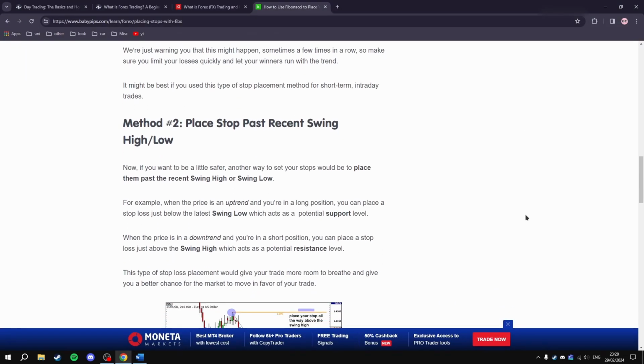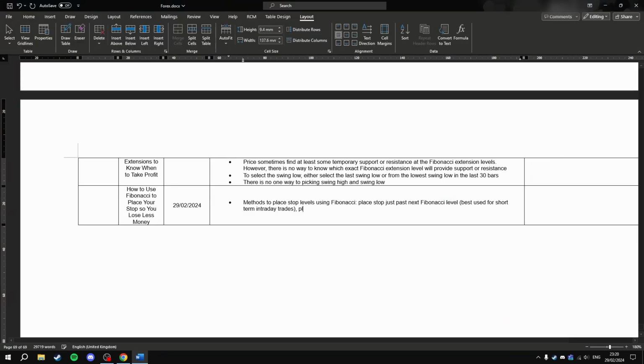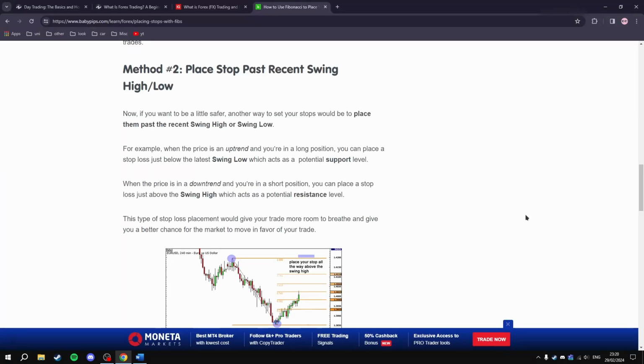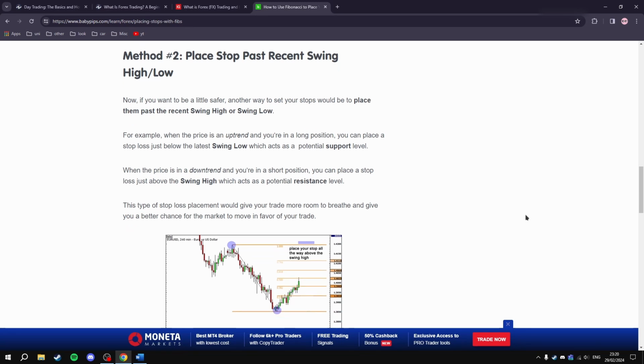Method 2, place stop past recent swing high or low. Now, if you want to be a little safer, another way to set your stops would be to place them past the recent swing high or low. For example, when the price is in an uptrend and you're in a long position, you can place a stop loss just below the latest swing low, which acts as a potential support level. When the price is in a downward trend and you're in a short position, you can place a stop loss just above the swing high, which acts as a potential resistance level.